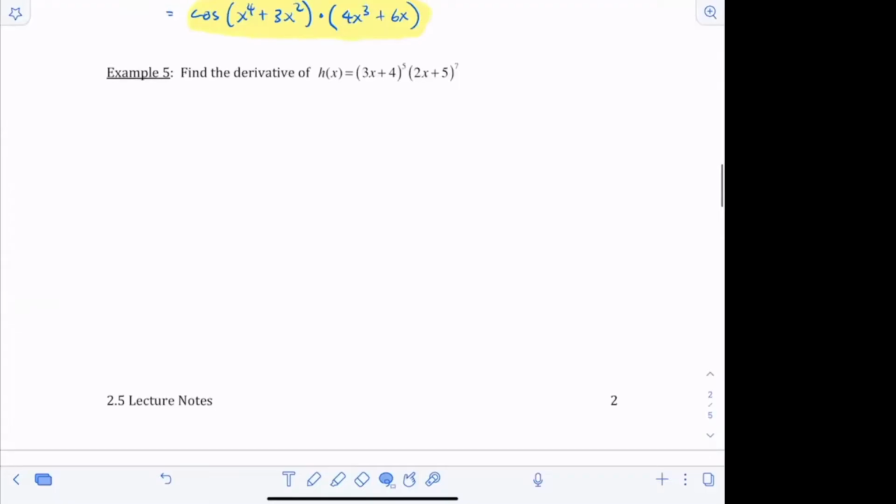Let's look at example 5. I need you to look at example 5. I want you to tell me what rule you see we need to use here. Type your answer in the chat box. What rule do we need to use for this one?